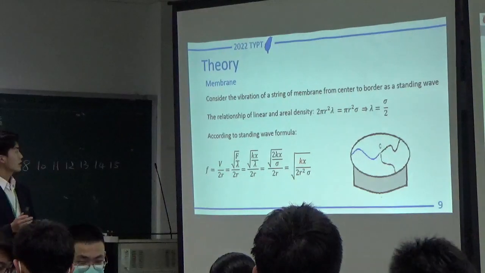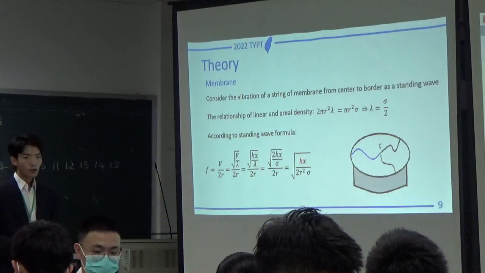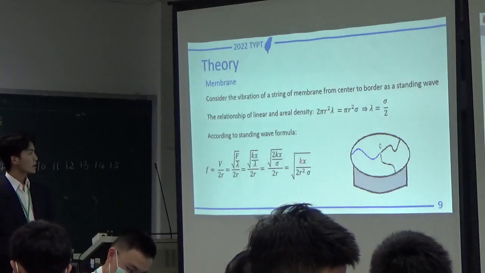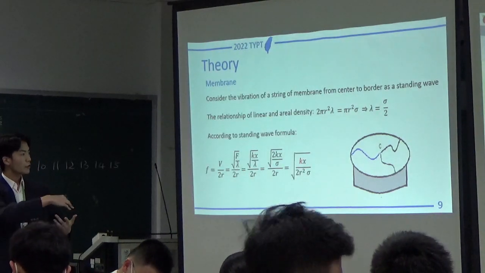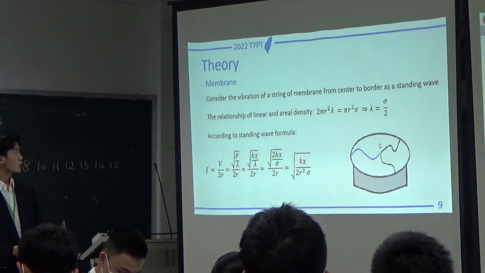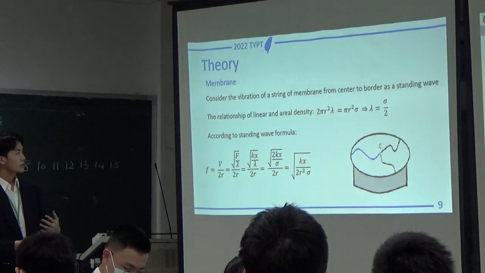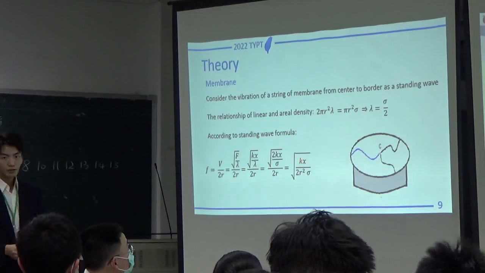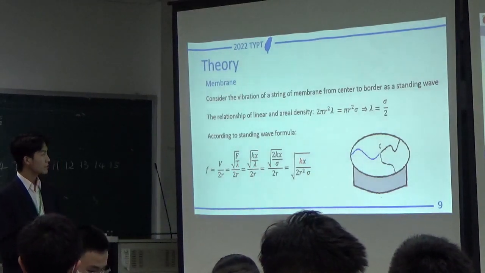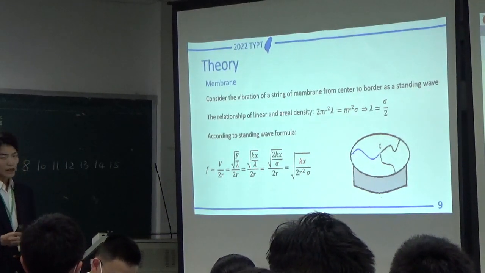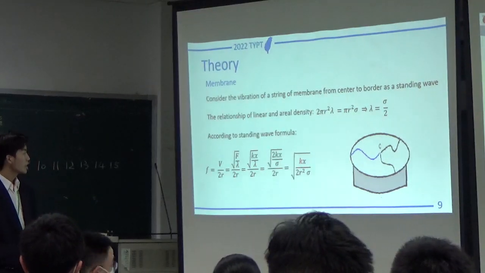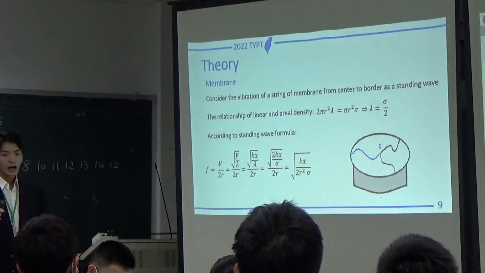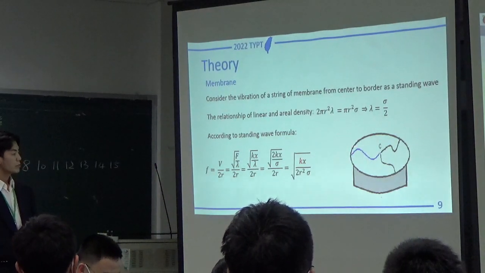Then I move on to the theory of a membrane. If we consider the vibration of the membrane from the center to the border as a standing wave all the way around the membrane, we can use the standing wave formula to calculate its frequency. First we have to find the relationship between the linear and the areal density of our membrane, and then we can apply the standing wave formula. Here for the force, we use the elasticity force, and we could get how fast the membrane will vibrate.